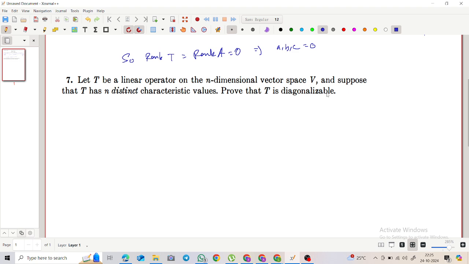Okay, sir. The approach is correct actually. See, I think we have proven one thing in the last class, that eigenvectors corresponding to different eigenvalues are linearly independent, right? We have proven it in the last class.